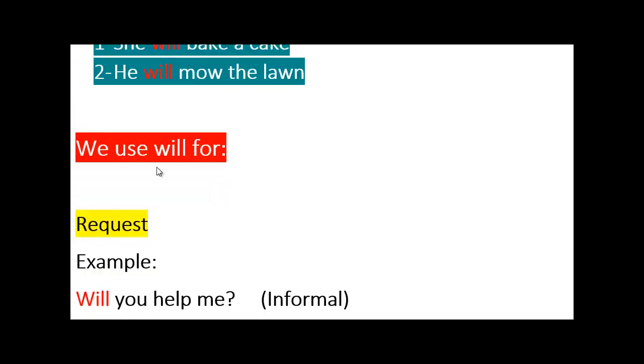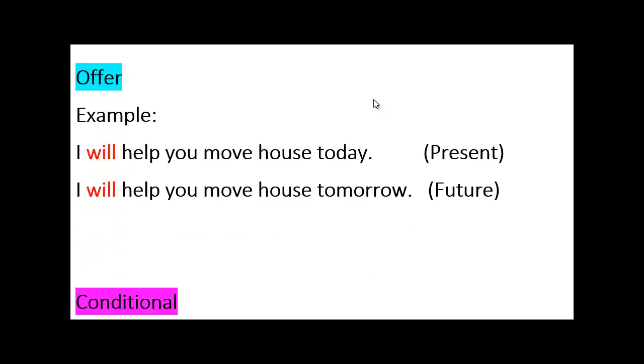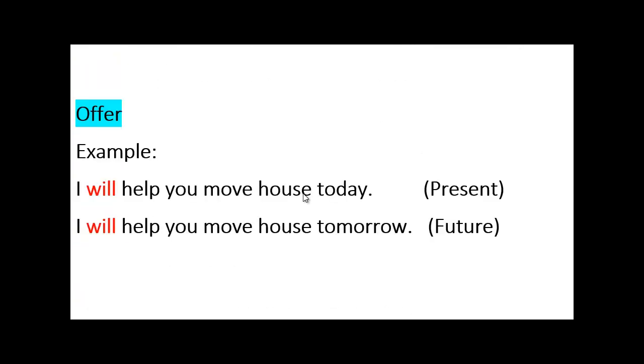And we use will for making a request: will you help me? It's an informal word. If you're refusing something, I won't help you move house today, in the present. I won't help you move house tomorrow, for the future. For making an offer: I will help you move house today. Offering someone, okay, I will help you move house tomorrow. Here you're making an offer to someone, present and future. So we talked about the negative, refusal, the offer, and the request, okay?